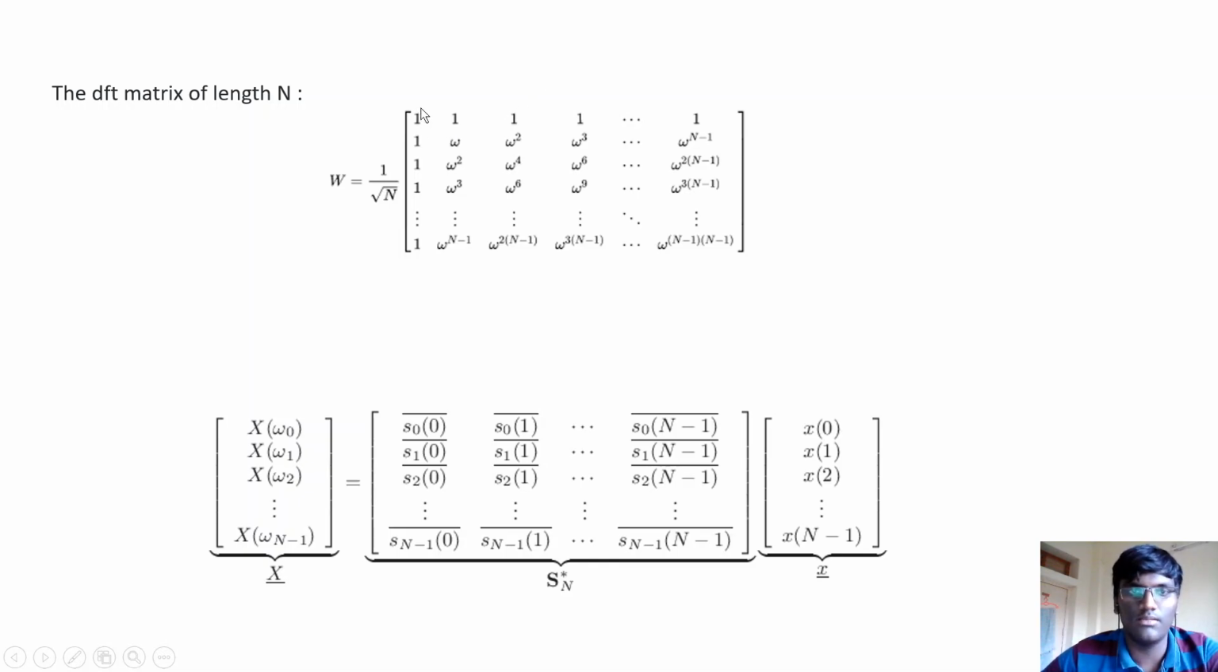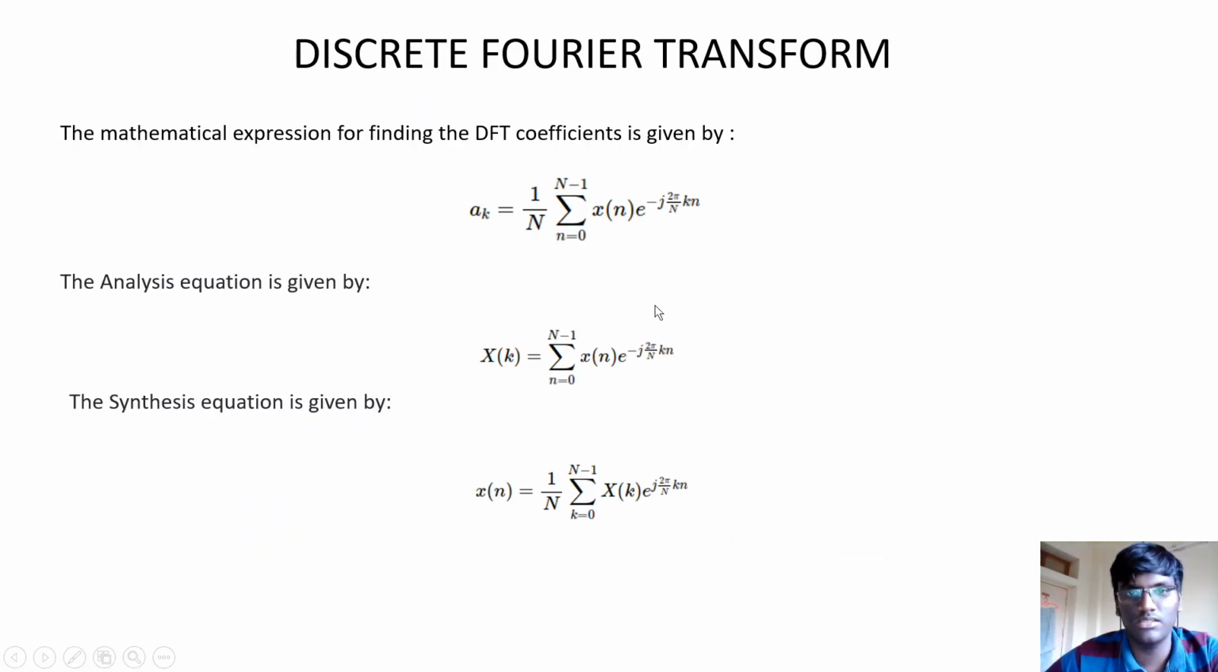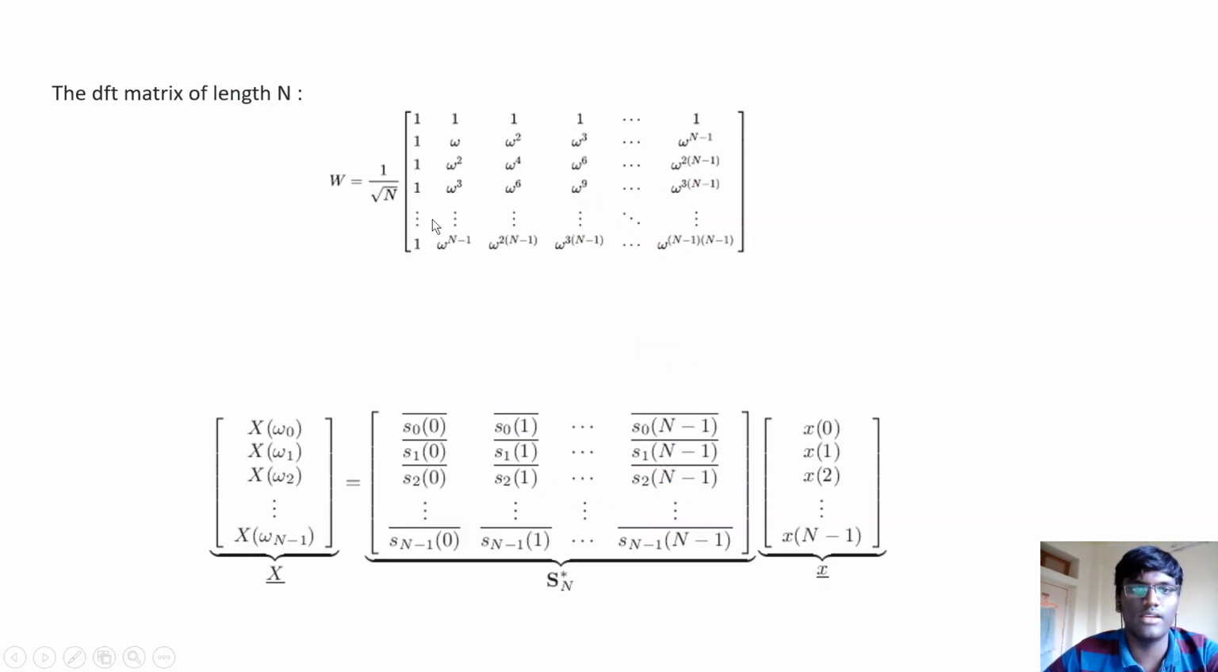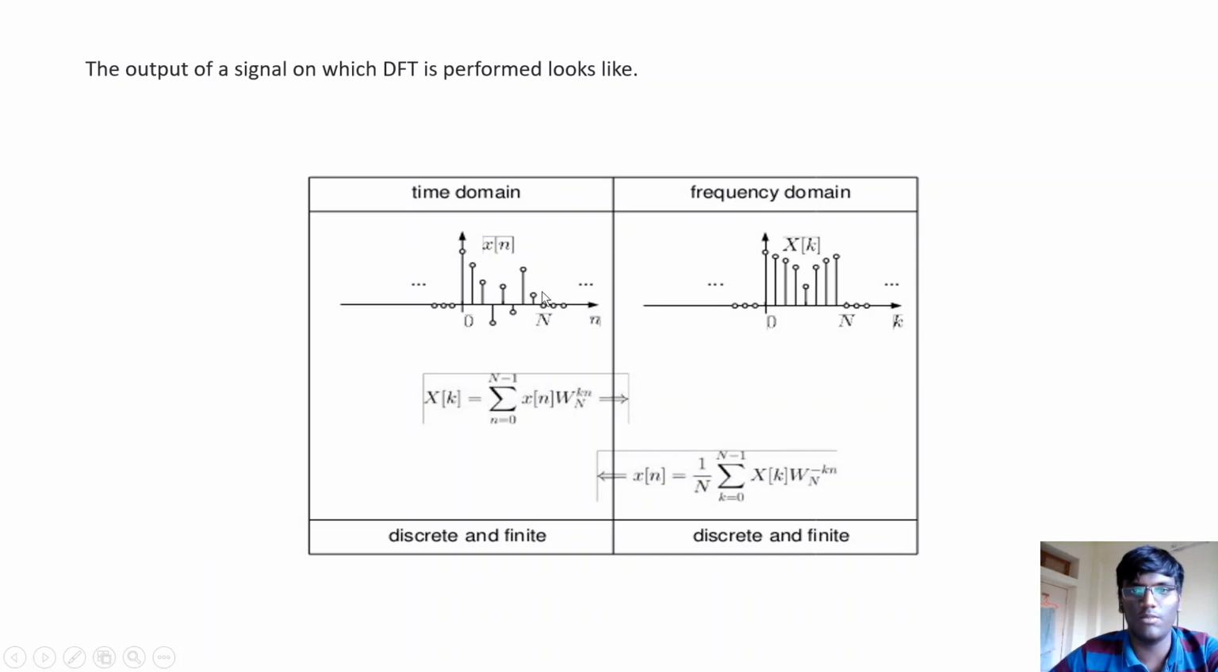W is the DFT basis matrix. It is a representation of this value e power minus j 2 pi k n by capital N, as k and n both vary from 0 to capital N minus 1. In the W matrix, small n value varies along rows and small k value varies along columns, but it doesn't matter as both are the same. I mean both vary from 0 to capital N minus 1. This is the representation from time domain to frequency domain.